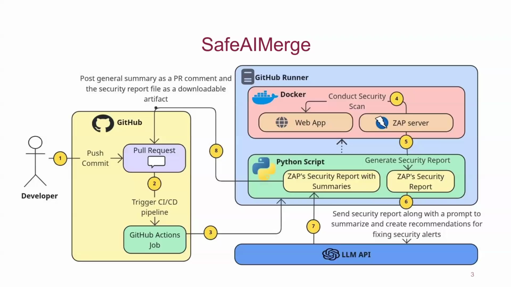Step 8. Finally, the summarized report is automatically posted back into the GitHub pull request as a comment, while the complete detailed Zap report is uploaded as a downloadable artifact. This way, the developer gets both a quick actionable summary and the full technical details if they want to dive deeper.